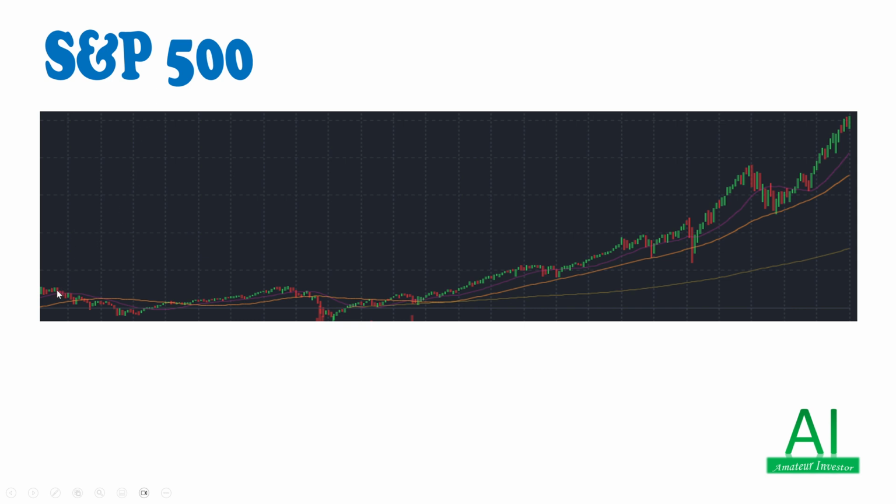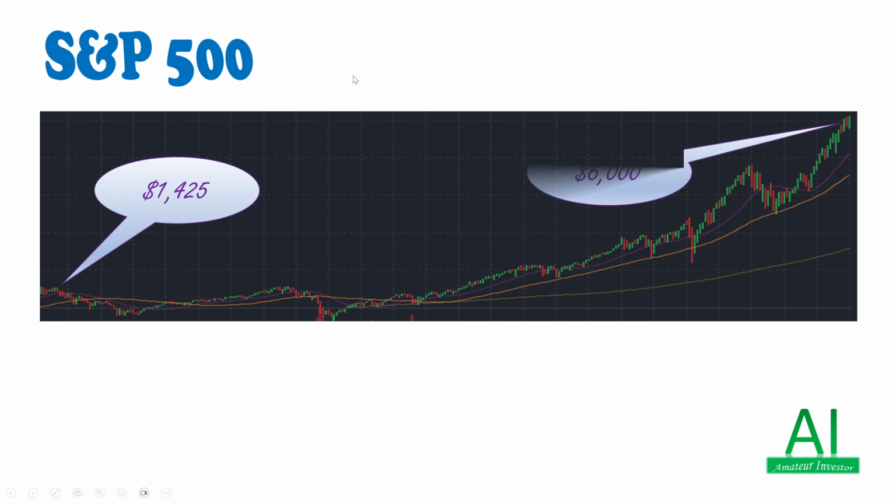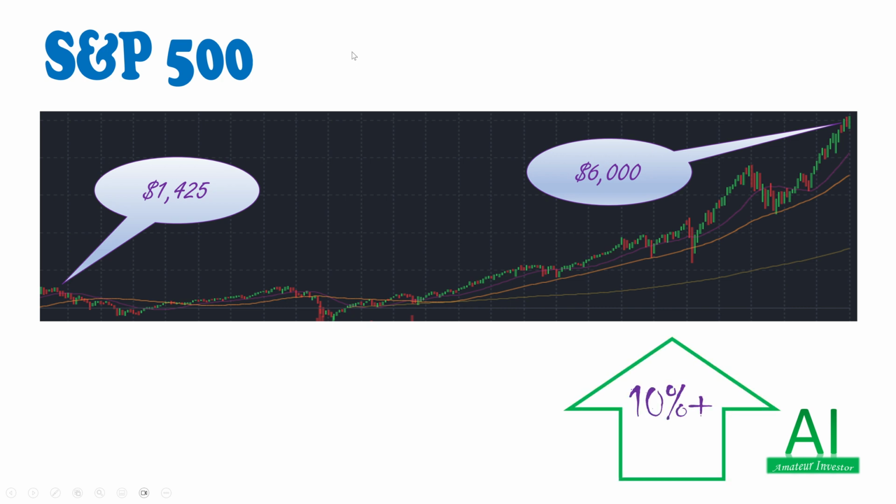The S&P 500 performance over the last 25 years is charted here. At the turn of the century, the S&P 500 was 1,425. Recently, it reached 6,000. So in 2025, it did reach 6,000. On average, throughout the life of the S&P 500, you'll get annual returns of 10%.